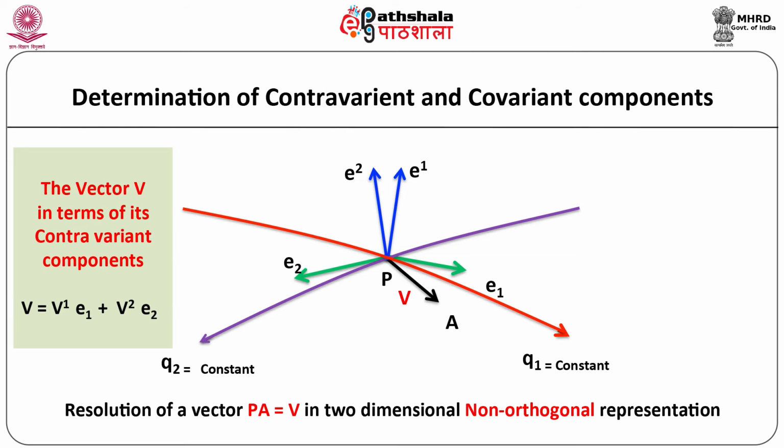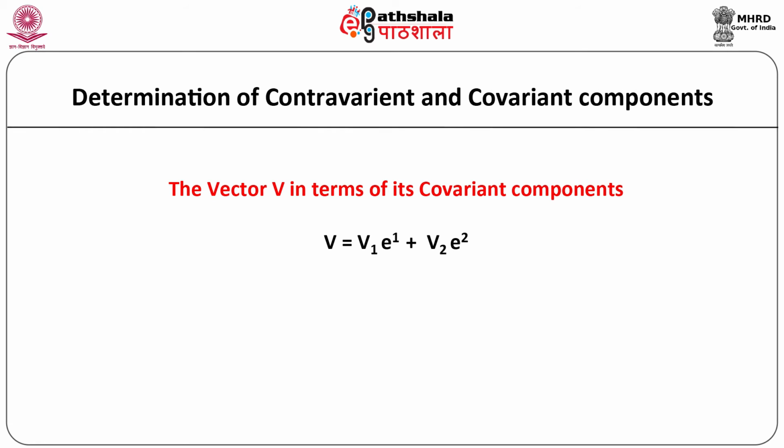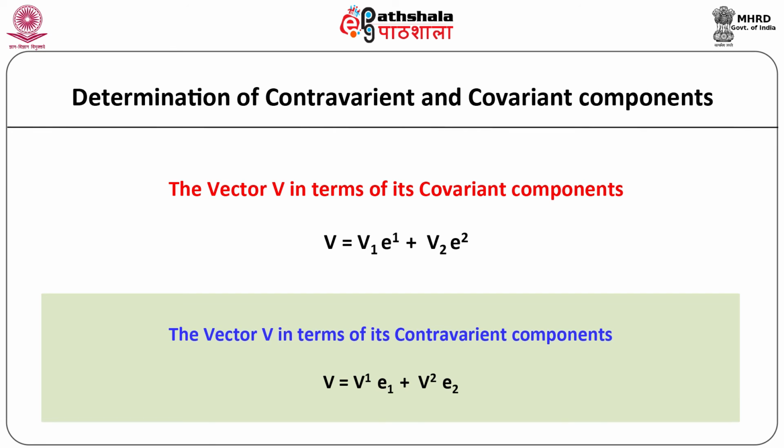Now consider a vector PA bar equal to V bar. We know how to resolve a given vector along a specified direction. Accordingly, the vector V can be resolved by drawing perpendiculars on tangent vectors E1 and E2 to get the components V1 and V2 respectively. These components are the contravariant components of V. The vector V in terms of its contravariant components can be represented as shown. The vector V can be resolved along the normals to get the components V1 and V2 respectively. These components are the covariant components of V. The vector V in terms of its covariant components can be represented as shown.